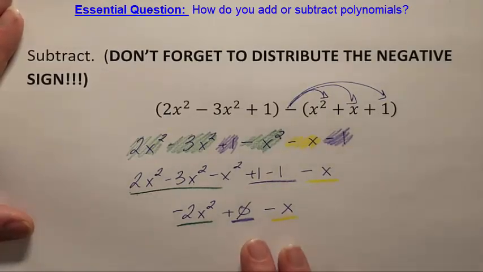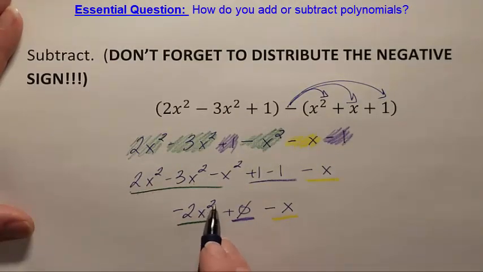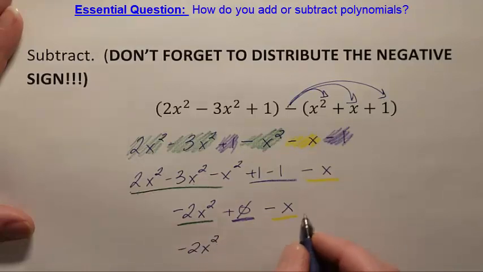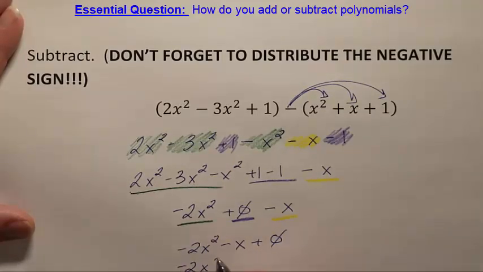This is not written in standard form. In standard form, you should have the highest power written first, and then you should have the next lowest power, and then the constant. Now, if you're adding 0, you're not really adding anything. So your final answer is a negative 2x squared minus x, and you are done.